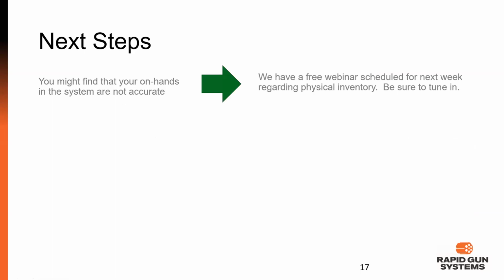Absolutely. Thank you. So I want to start by saying I appreciate everybody's time today. Of course, everything we talked about has been based on the assumption that your on-hand inventory is accurate. Of course, if you find your on-hand is not accurate, next week we're having a webinar to handle that. So be sure to tune in. Very easy to find if your inventory is not accurate. Go run a merchandise analysis report. Look for those negative numbers.